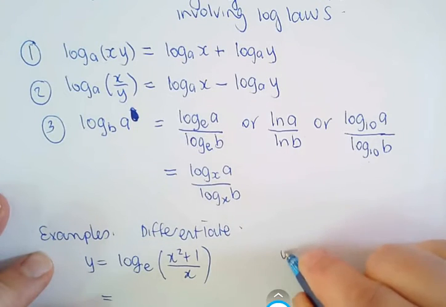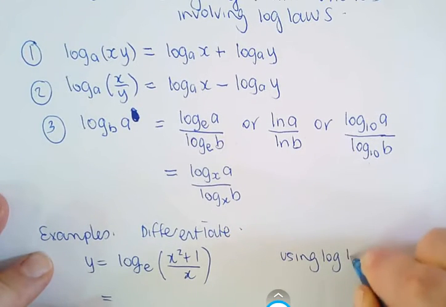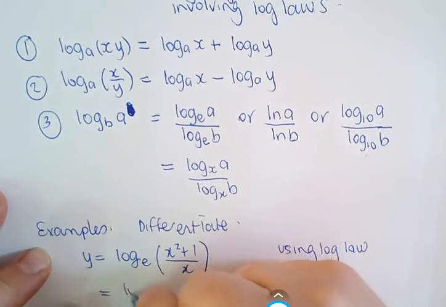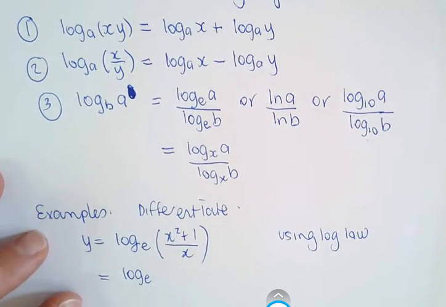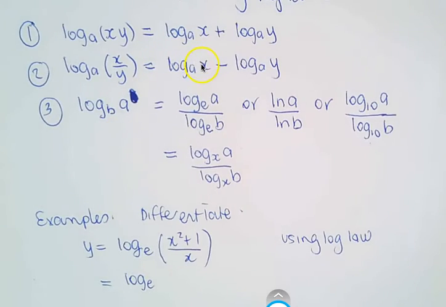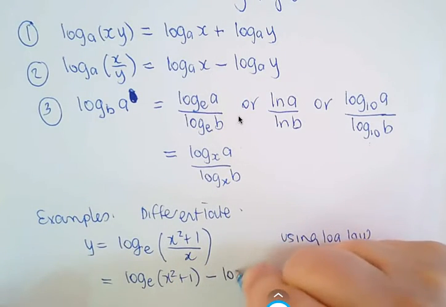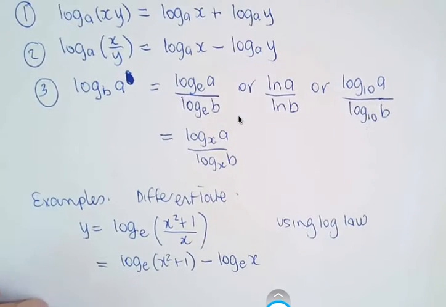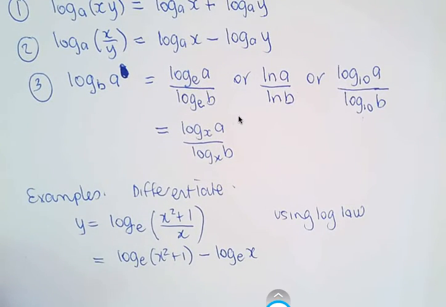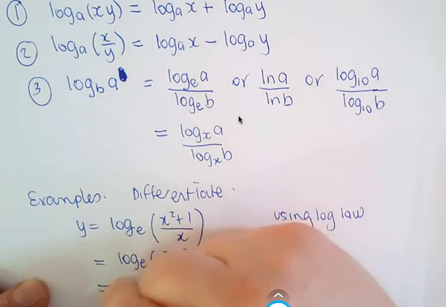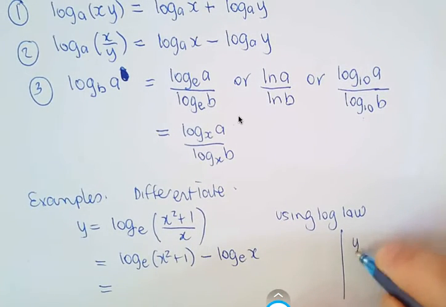So using the log law, I get log to the base e of the numerator minus log to the base e of the denominator. So log to the base e of x squared plus 1 minus log to the base e of x. Now lucky they're log to the base e. The rule from your formula sheet is, if y equals ln function of x.